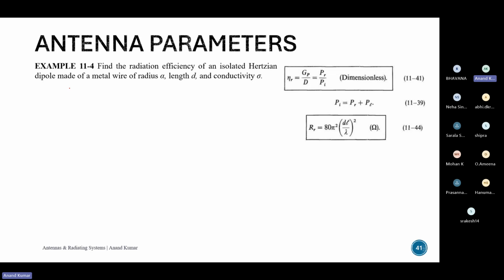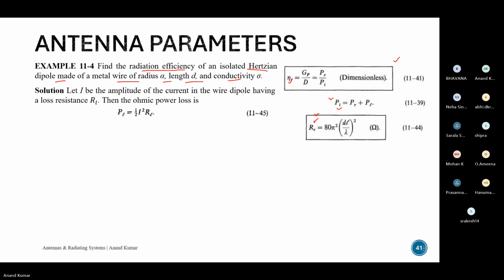This is the same example, but continued. Now we have to find the radiation efficiency of the isolated Hertzian dipole made of a metal wire whose dimensions and conductivity are given. In the previous slides, we have derived the efficiency expression, power expressions, and the radiation resistance expression. I'll go through the steps and then I'll end the class. If you have questions on this, you can come back to me in the next class also.